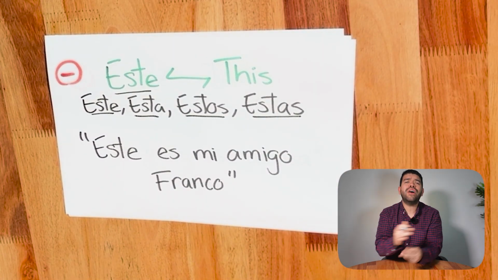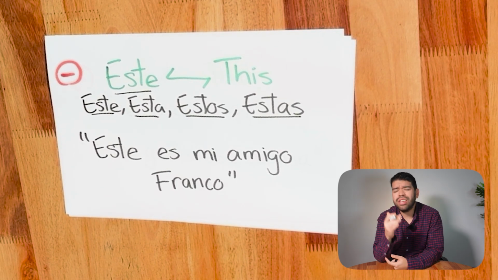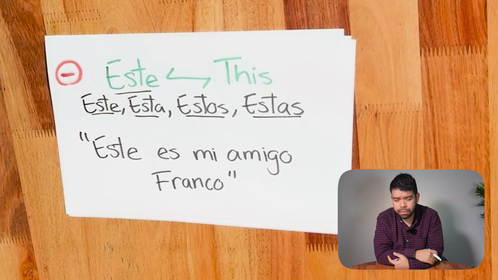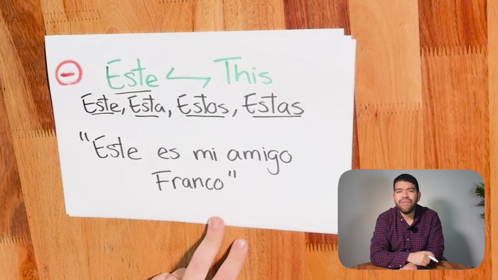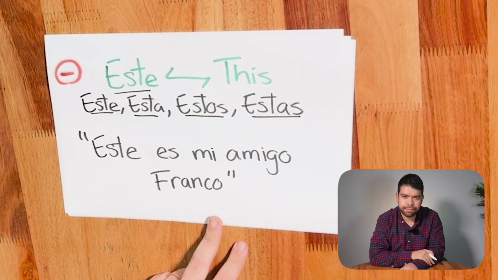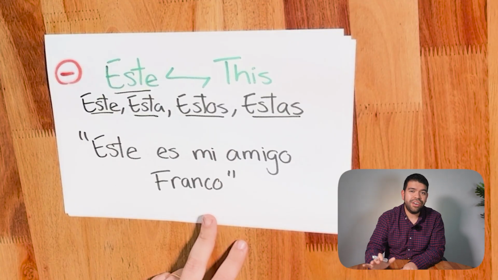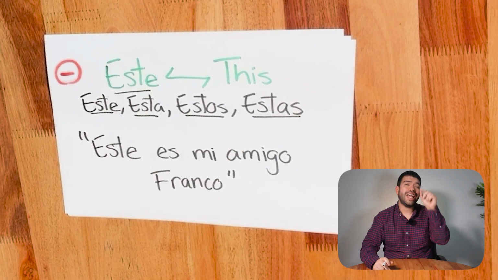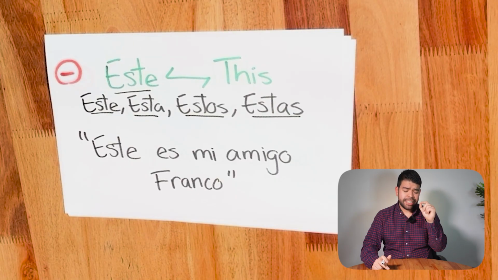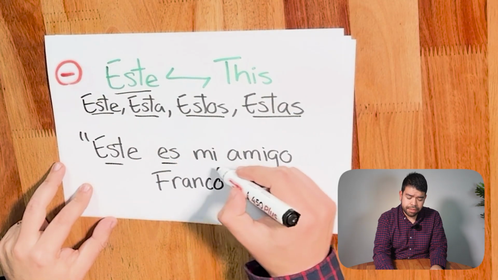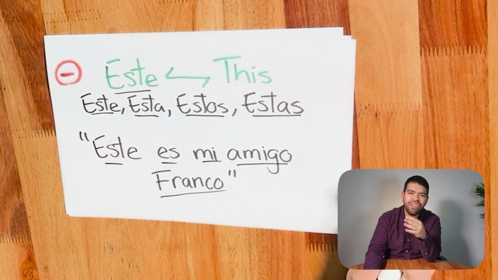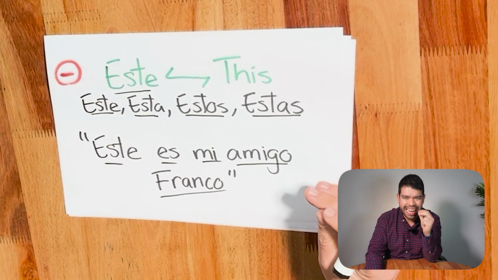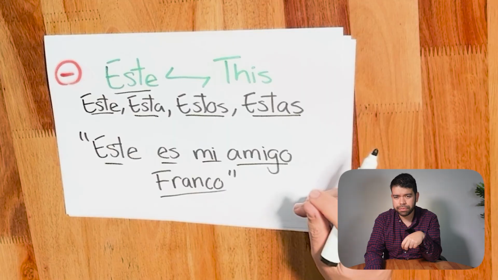Fantastic! Now, let's move on to real life examples when you can actually use this word. For example, if you're introducing someone, if my friend Franco was standing right here next to me, close enough to shake hands, I could say, este es mi amigo Franco. This is my friend Franco, you see? Because he's standing right next to me, I use the word este, which means this. Muy bien. Now we know that este means this.